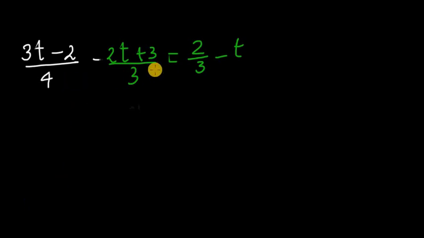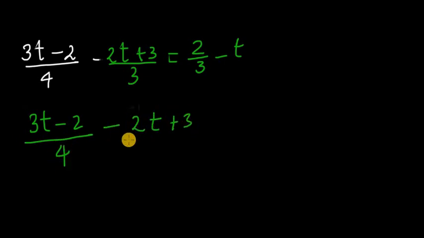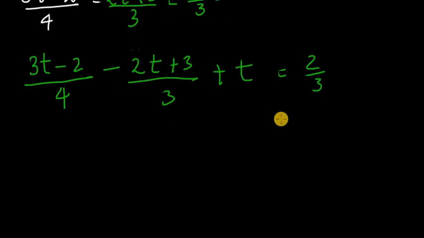So let's start. Now look here, minus t. Minus t is a variable term, so this becomes 3t minus 2 divided by 4 minus 2t plus 3 divided by 3 plus t equal to 2 by 3. Here it is minus t, so if we bring it here it will become plus t. Now let's solve this. It is a really easy one, so let's solve it out.